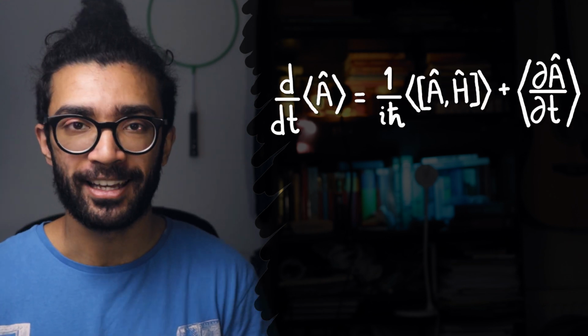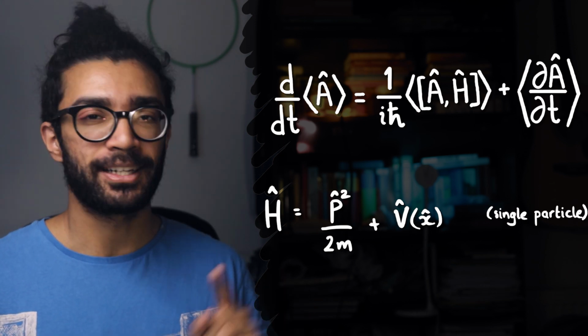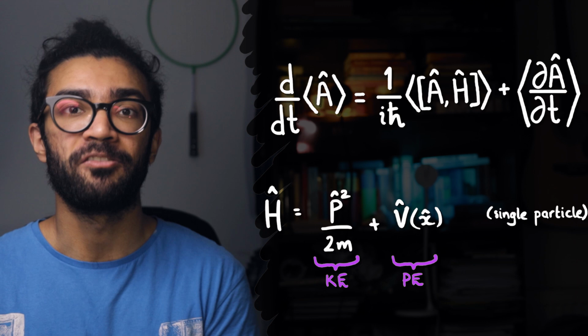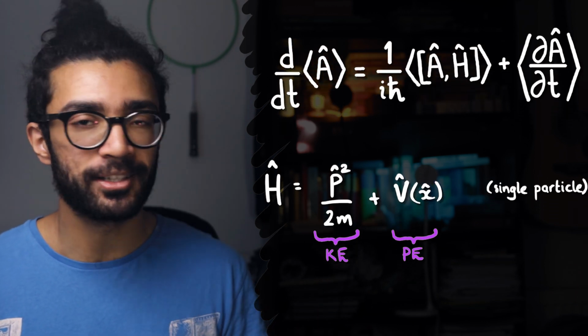It's also worth me pointing out here that we've got the Hamiltonian operator in the Ehrenfest theorem. This, as you'll recall, accounts for the kinetic energy and the potential energy of our system. It's a very important operator in quantum mechanics. It comes up all over the place, even in the Schrödinger equation.